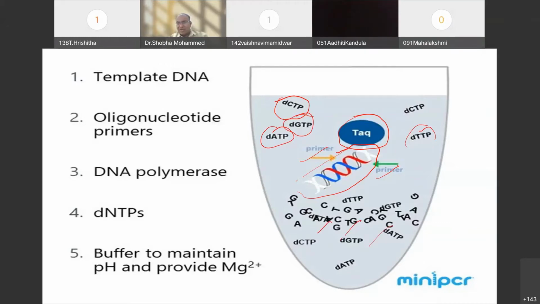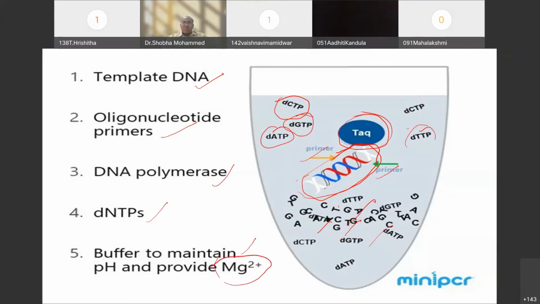So this is a complete picture of what an aliquot contains. This aliquot will have all these substances, such as a template of the DNA, from which I want to make fragments of the new DNA synthesis. Then I've got oligonucleotide primers. All these are oligonucleotide primers. Plenty of them are supplied. The enzyme called DNA polymerase, Taq polymerase, and the dNTPs also we have got. And then the buffer solution, which will provide the magnesium ions.